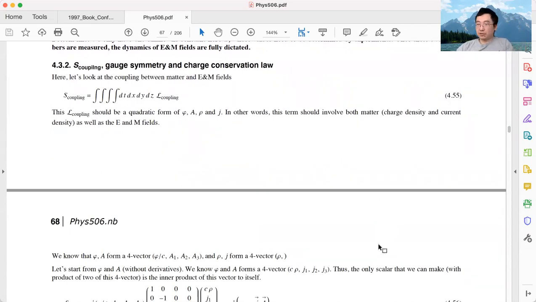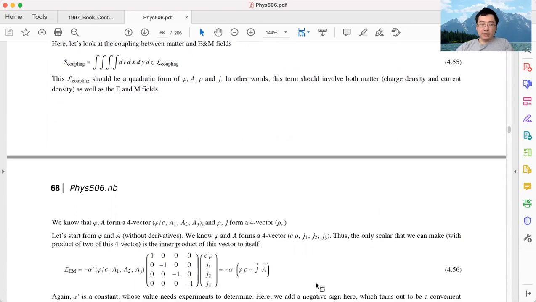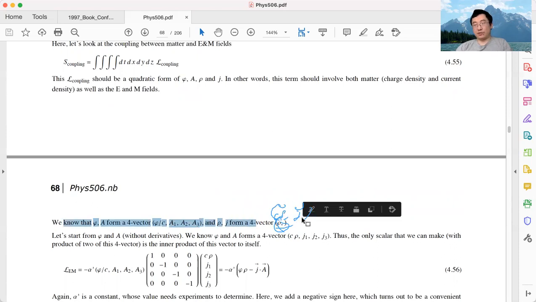Now let's look at the second term of the action, the coupling between the E and M field and the matter. As we know, for the E and M field we use the 4D vector of scalar and vector potential to describe it, and for the matter field we use charge density and current density, which also form a 4D vector. Sorry, I forgot to write here, this is actually C rho and J. This is a typo, I will correct that. So the E and M field is described by a 4D vector, and the charge density and current density are also a 4D vector.